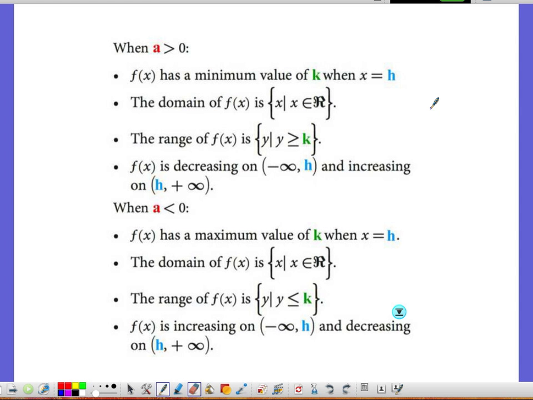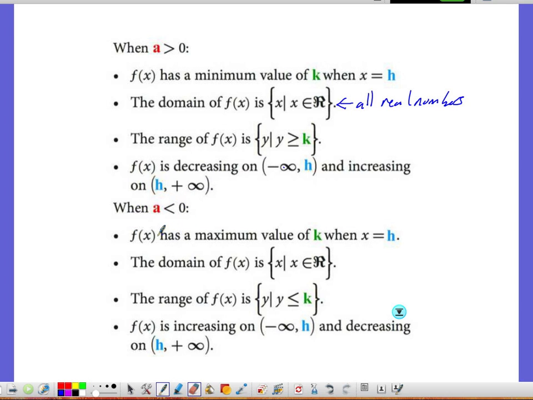And then, if a is greater than 0, then f(x) has a minimum value of k when x equals h. The domain of f(x) is x such that x is an element of the real numbers. This is basically saying all real numbers. And the range of f(x) is y such that y is greater than or equal to k. And f(x) is decreasing on the interval negative infinity to h and increasing on the interval h to positive infinity.